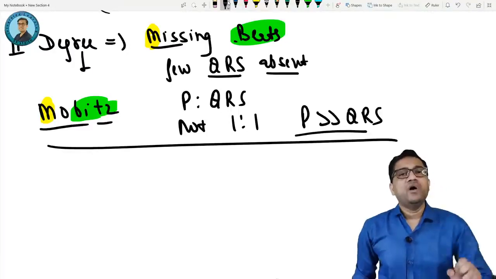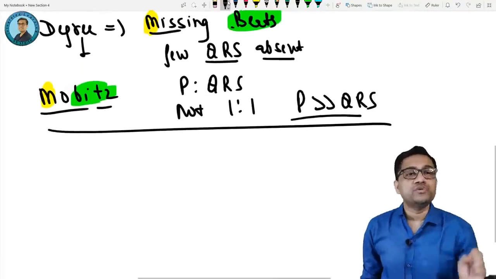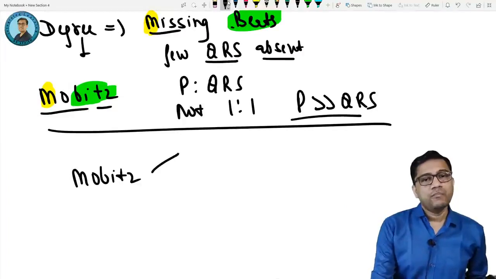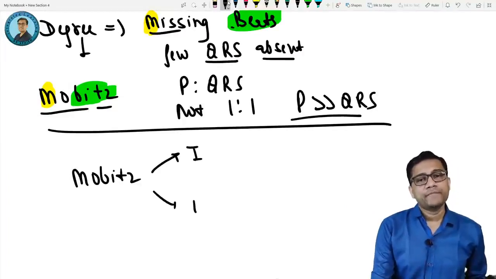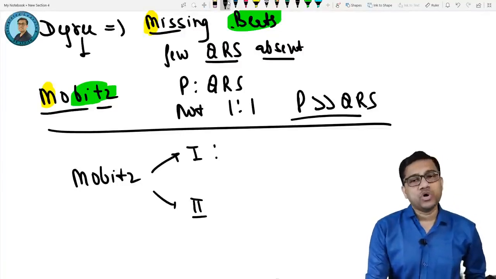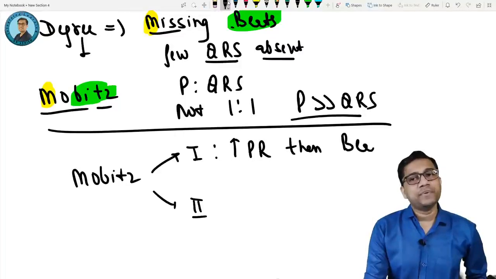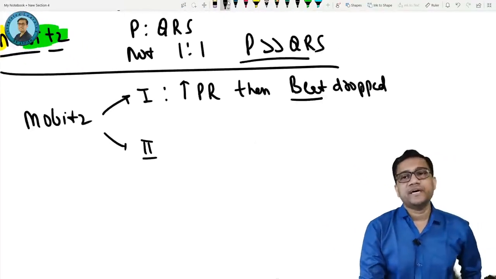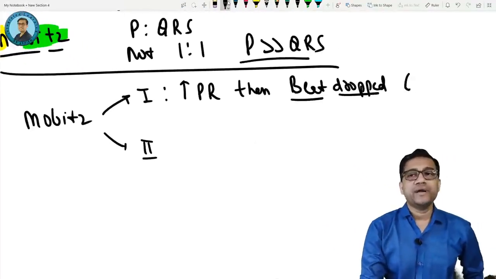Done. Now Mobitz is of two types. Mobitz 1 and Mobitz 2. Now in Mobitz 1, what happens? There is increasing PR, increasing PR, then the beat is dropped. Then the beat drops and the QRS is missing.